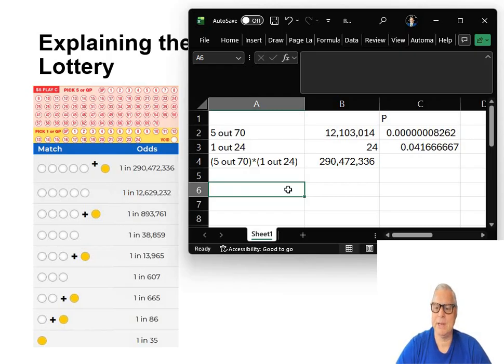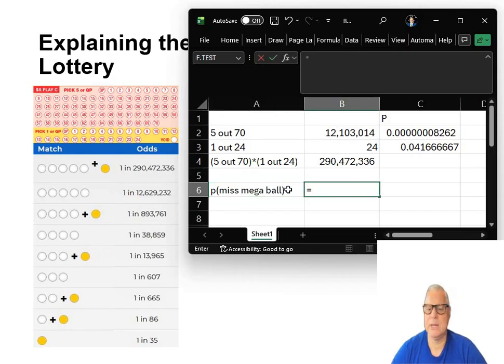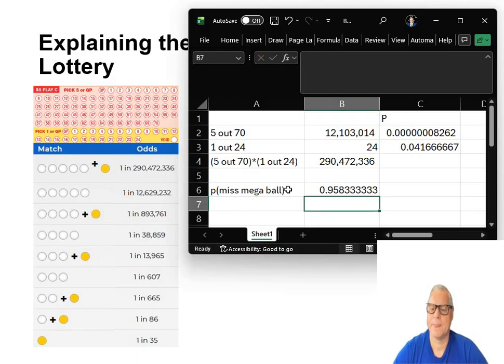What's the probability that you miss the Mega Ball? Well, the probability of missing the Mega Ball is 23 over 24. Okay. And so it's a pretty high probability.